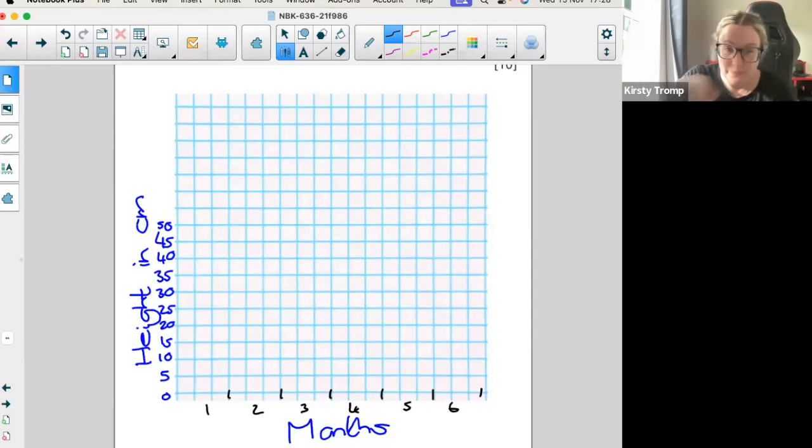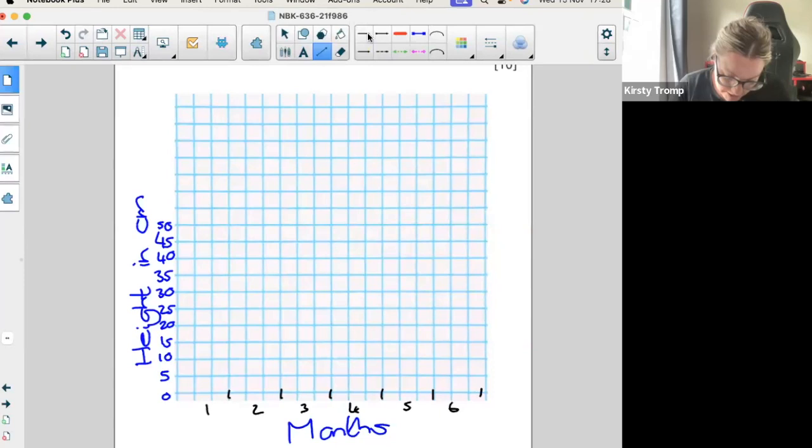All right, so I'm looking at my graph. The first measurement that I have is my first plant grew to 30 centimeters. So I'm going to take my ruler and my pencil, and for my graph, the first one went to 30. So up to 30 I go. I'm going to draw my line across and I'm going to draw my line going down.